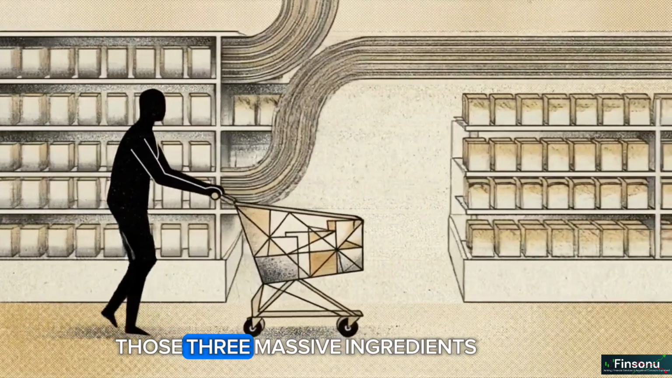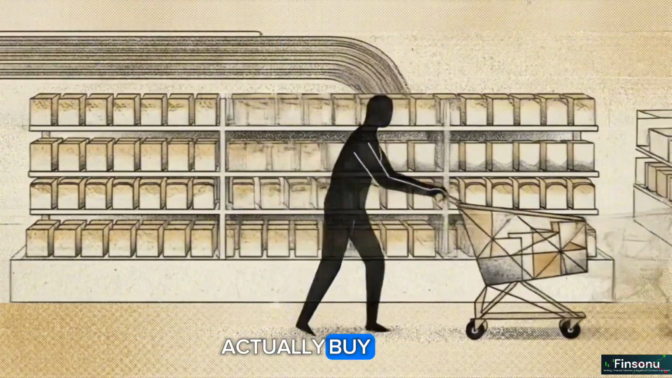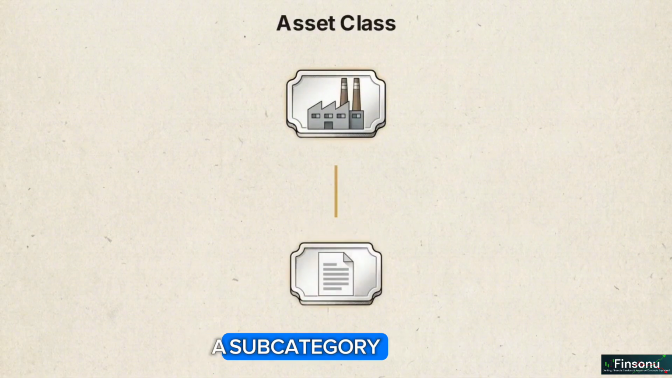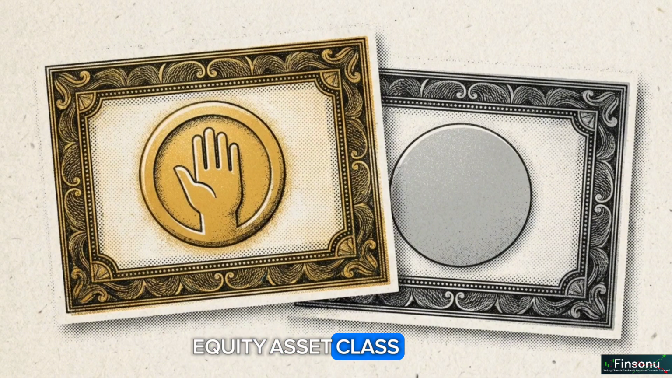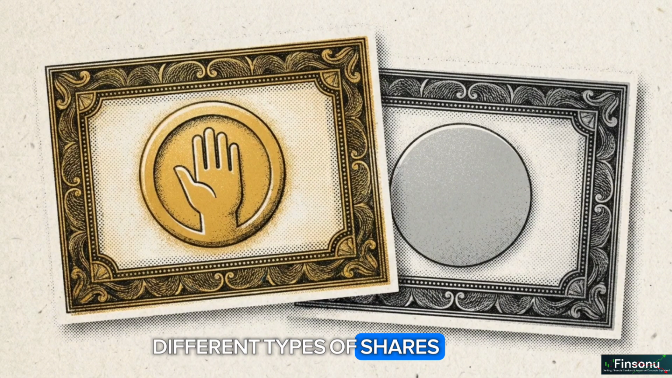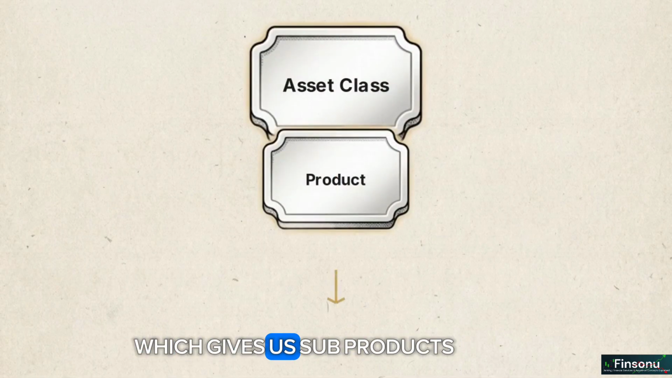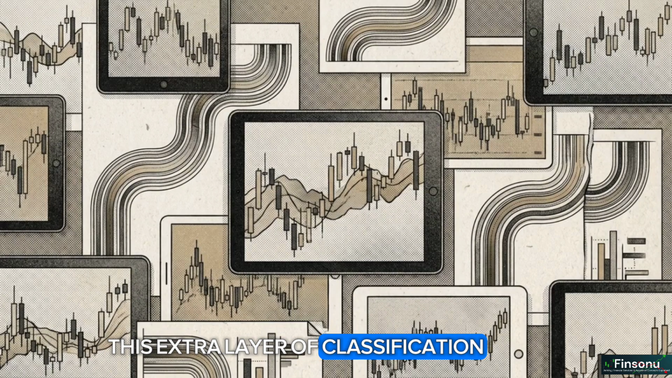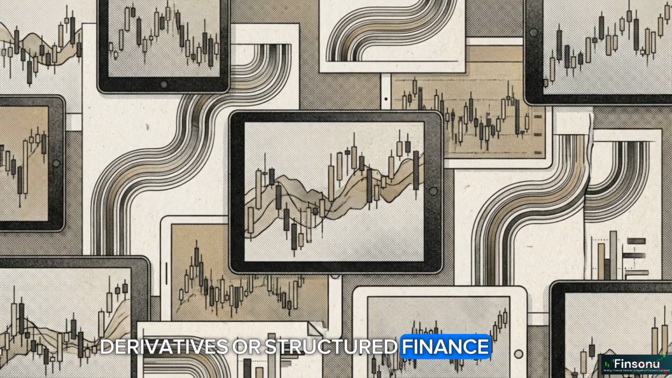Now that we understand those 3 massive ingredients at the top, let's walk back down the aisle to see what you actually buy. Below the asset class, we find products. A product is simply a subcategory grouped by specific features. For example, within the equity asset class, a company might offer different types of shares, some that give you voting rights and some that do not. Sometimes we need an even deeper level of sorting, which gives us sub-products. You usually only see this extra layer of classification in more complex areas like equity, derivatives, or structured finance.